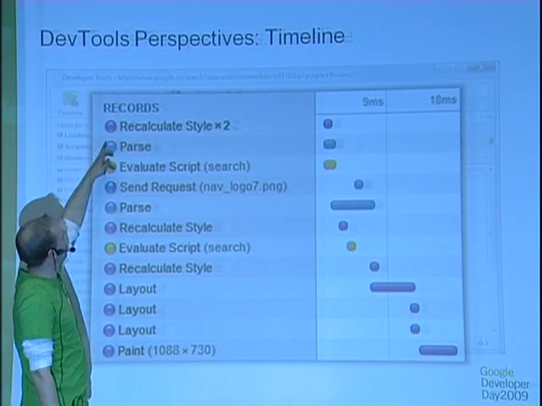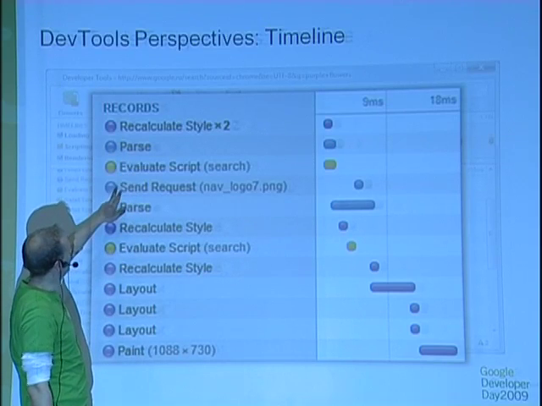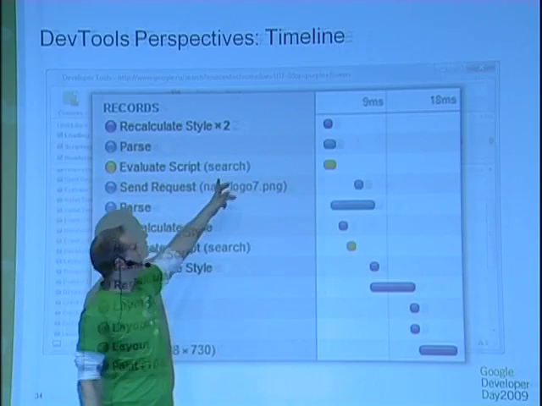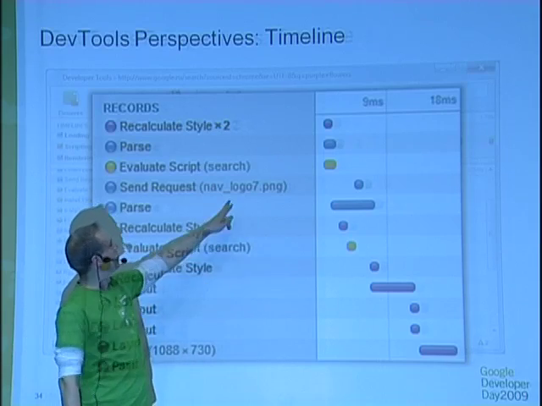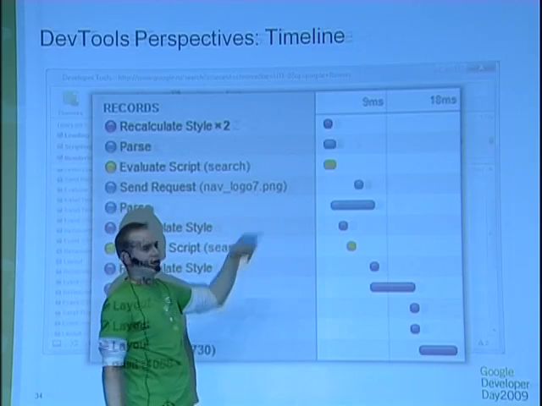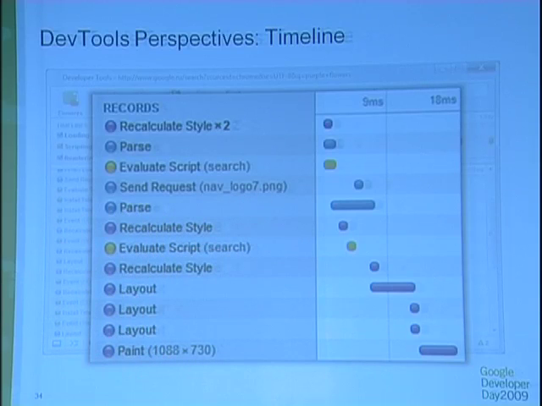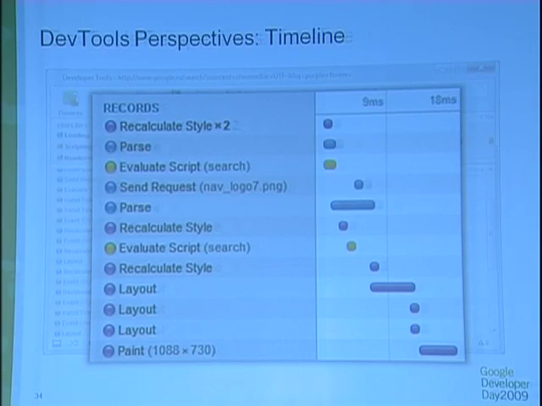So you can see the purple part was a recalculating style. Happened twice, and there was some parsing happening. You are actually evaluating JavaScript in the search script, and you send the request for the logo that Richard showed in the previous session, if you joined that one. So that's actually getting all the spriting images. More parsing, et cetera, going on, and this layout down here. So you can see exactly how the time is spent loading the page. And again, here for paint, you can see how much of the page was repainted.